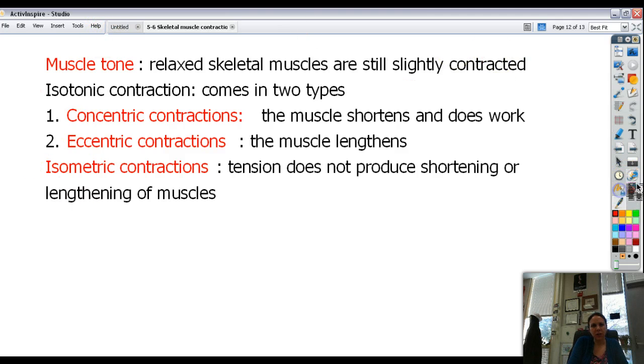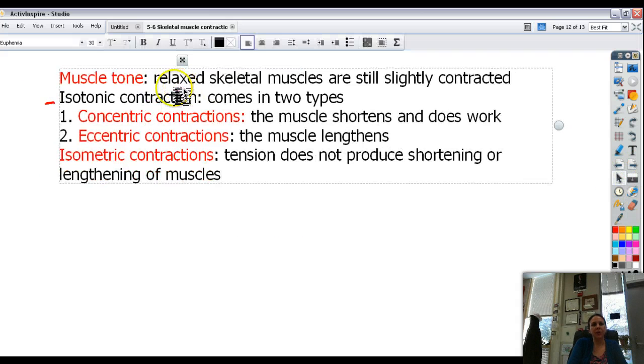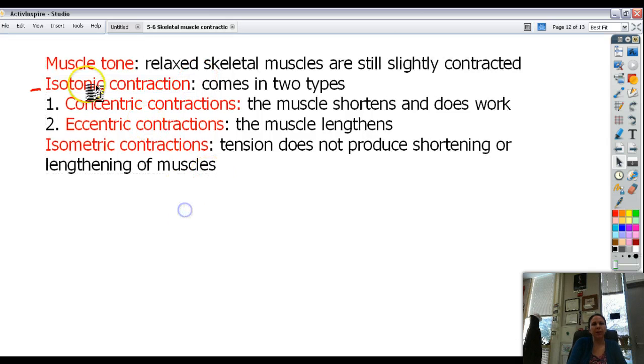So of the two types of exercises or contractions that we can do, we have isotonic, and that should be red right there. I don't know why it's not. Let me make it red for you so it actually stands out. There you go. Okay, so we have an isotonic contraction, and there are two different types.